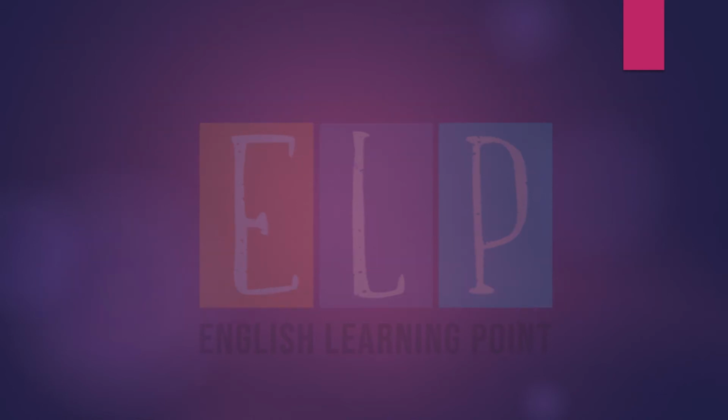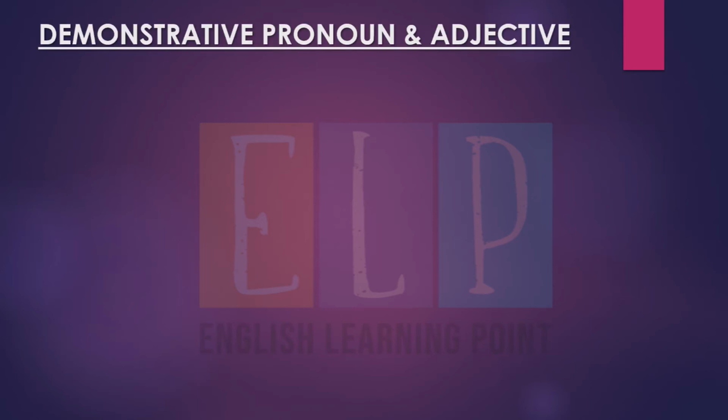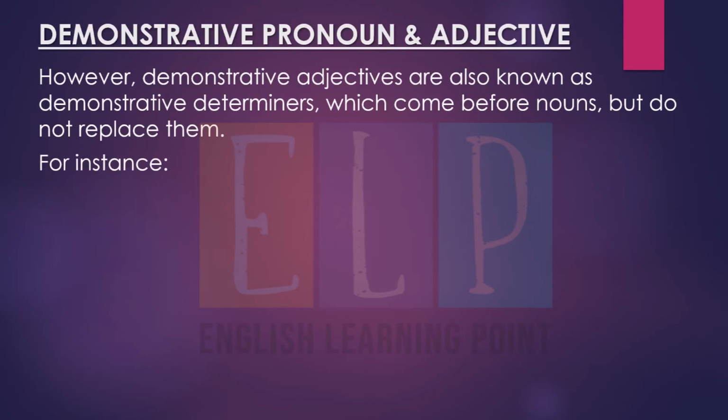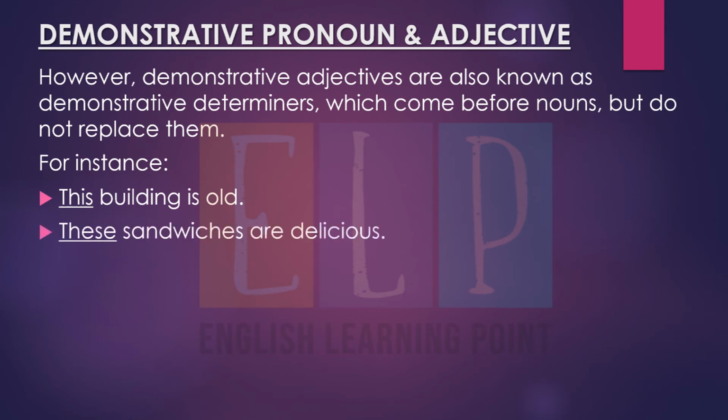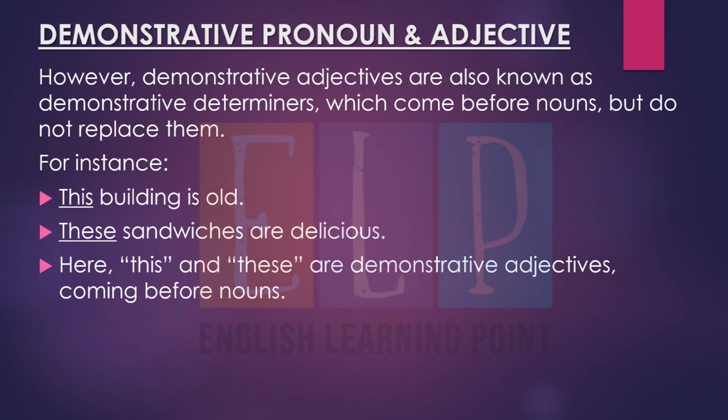In the same way, demonstrative adjectives. Demonstrative adjectives are also known as demonstrative determiners, which come before a noun but do not replace it. For instance, this building is old. These sandwiches are delicious. Here, this and these are demonstrative adjectives coming before a noun.